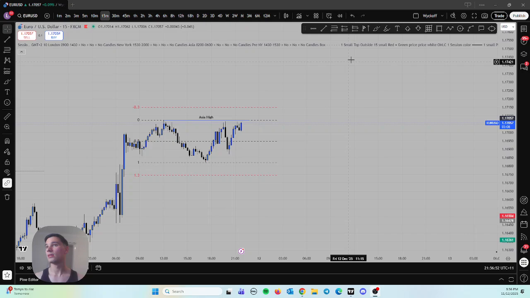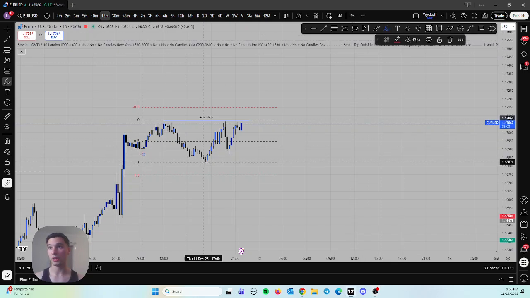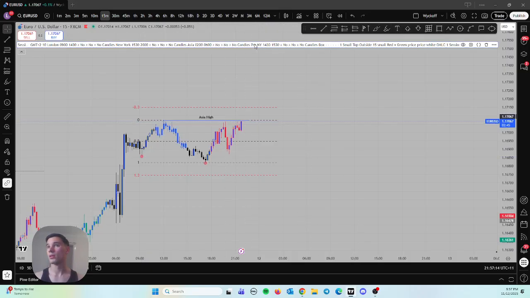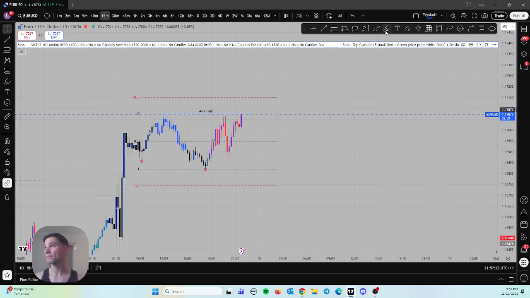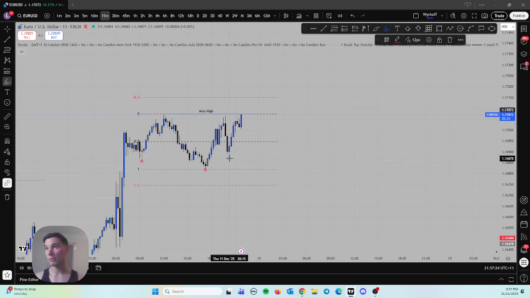Ideally, we want a nice distribution. We want a nice accumulation model forming here, which sort of is. You could even say it did form. Yeah, sweet. So perfect accumulation model here, I would say. Happened at 8:15.